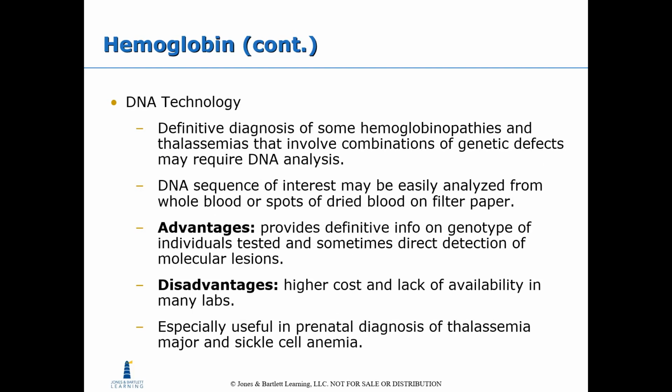There's also DNA technology. The definitive diagnosis of some hemoglobinopathies and thalassemias that involve combinations of genetic defects may require DNA analysis. DNA sequence of interest may be easily analyzed from whole blood or spots of dried blood on filter paper. The good thing is that it is definitive and it gives you a lot of information, but the bad thing is that it is at a higher cost and not many labs have this capability. It's especially useful in prenatal diagnosis of thalassemia major and sickle cell anemia.